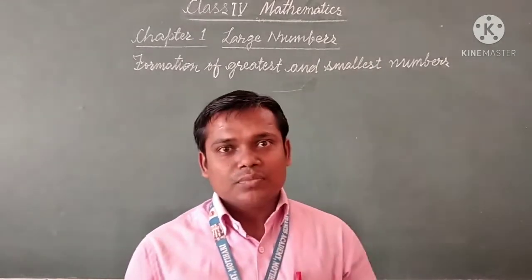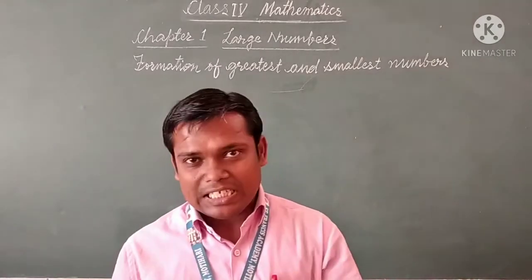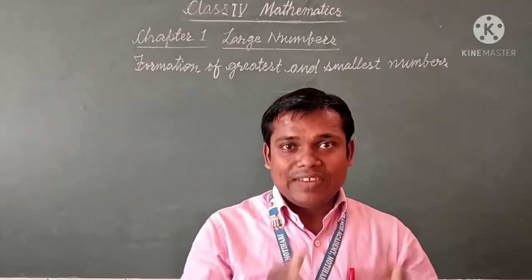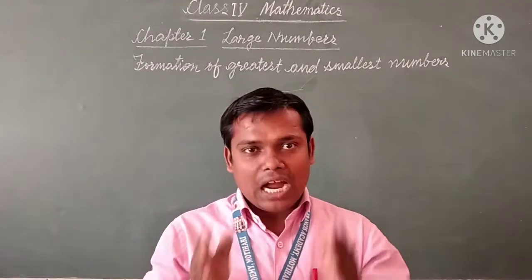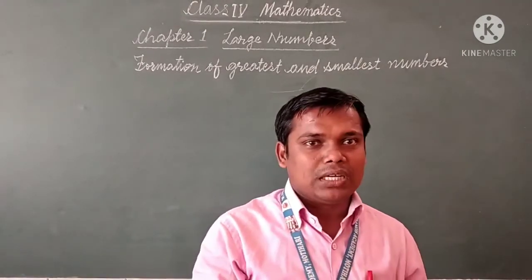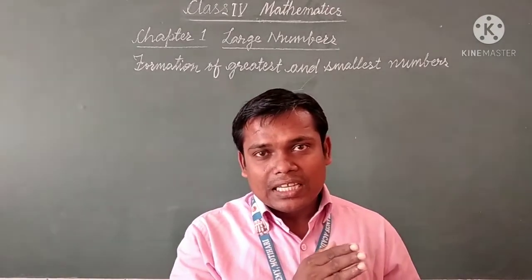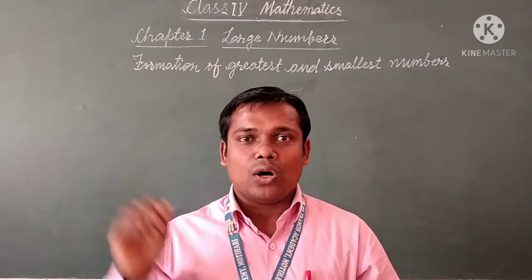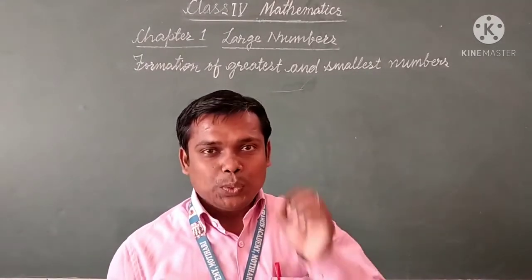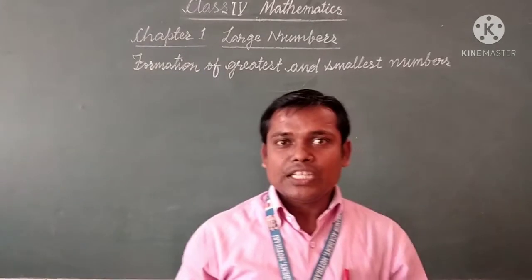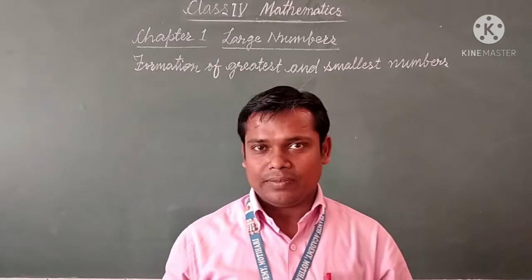So remember, to form the greatest number with the given digits, we write the given digits in descending order, and to form the smallest number, we write the given digits in ascending order. But you have to keep in mind, we cannot write 0 at the extreme left position.